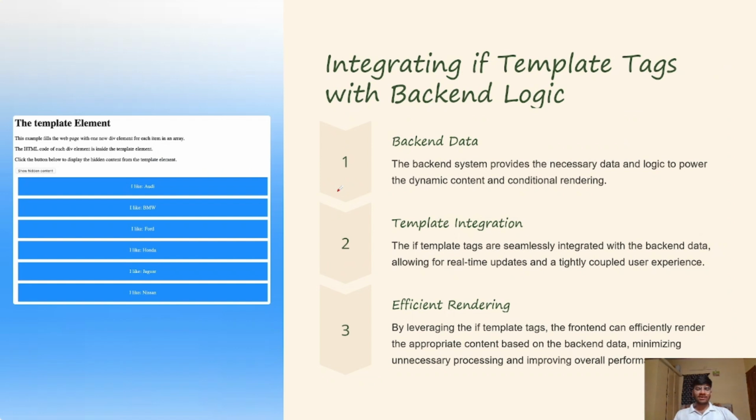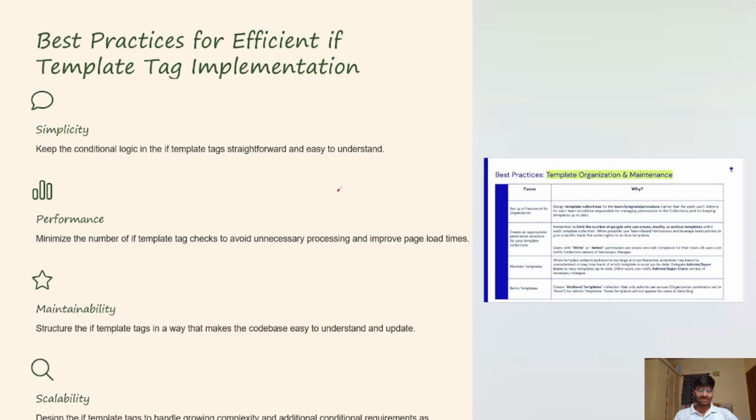Then integrating if template tags with backend logic. The backend system provides the necessary data and logic to power the dynamic content and conditional rendering. Then the template integration: the if tags are seamlessly integrated with the backend data, allowing for real-time updates and a tightly coupled user experience. Then the efficient rendering: by leveraging the if template tags, the front end can efficiently render the appropriate content based on the backend, minimizing unnecessary processing and improving overall performance.